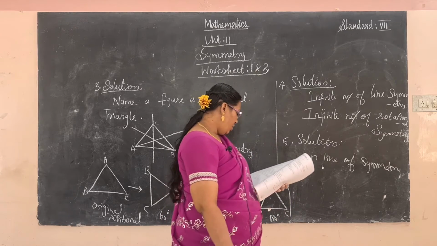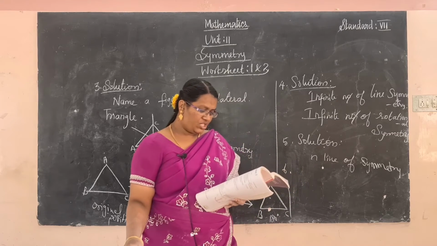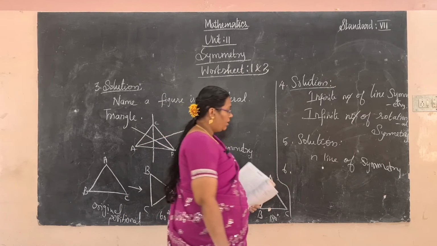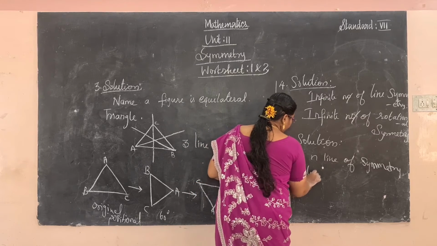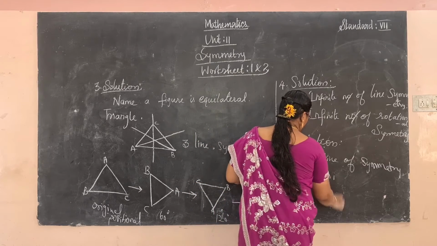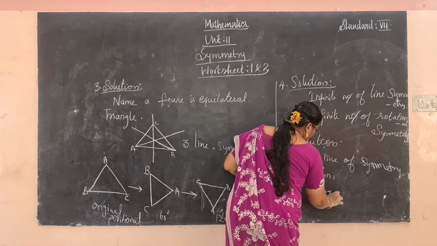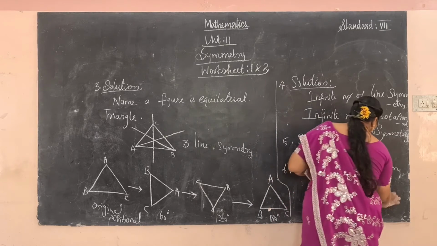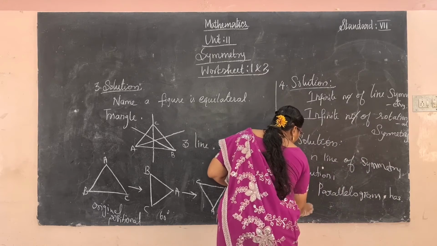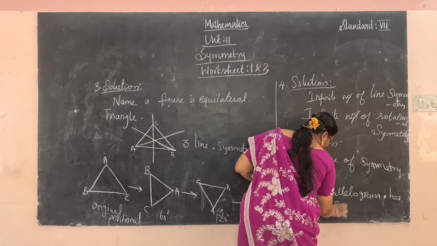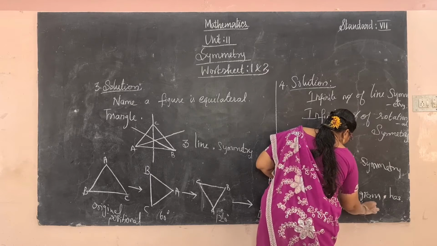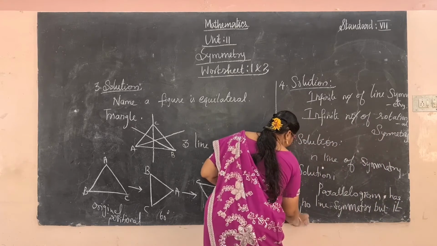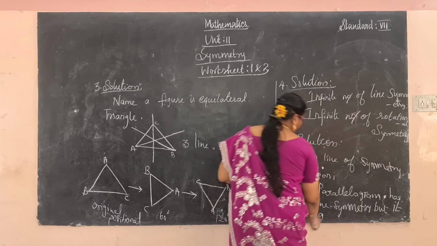Sixth one: which geometrical figure has no line symmetry but has rotational symmetry? The parallelogram. A parallelogram has no line symmetry, but it has rotational symmetry.